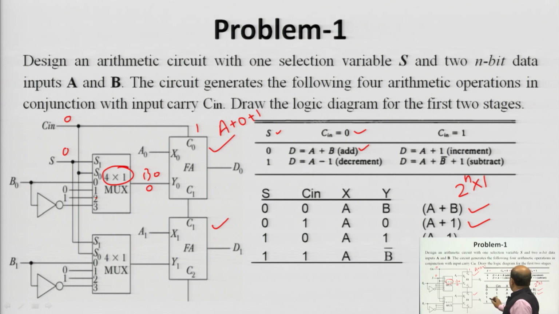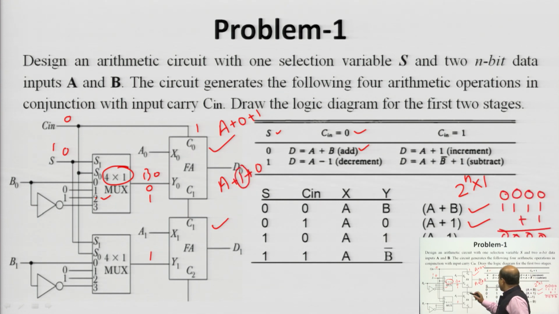And when you select 1 0 combination, that means S is 1 and C is 0. So, what pin is selected? That is 2 number pin is selected. In that case, the 1 value is passed here. So, if you perform the operation of addition in full adder, so what operation we are going to perform? A plus 1 plus 0.